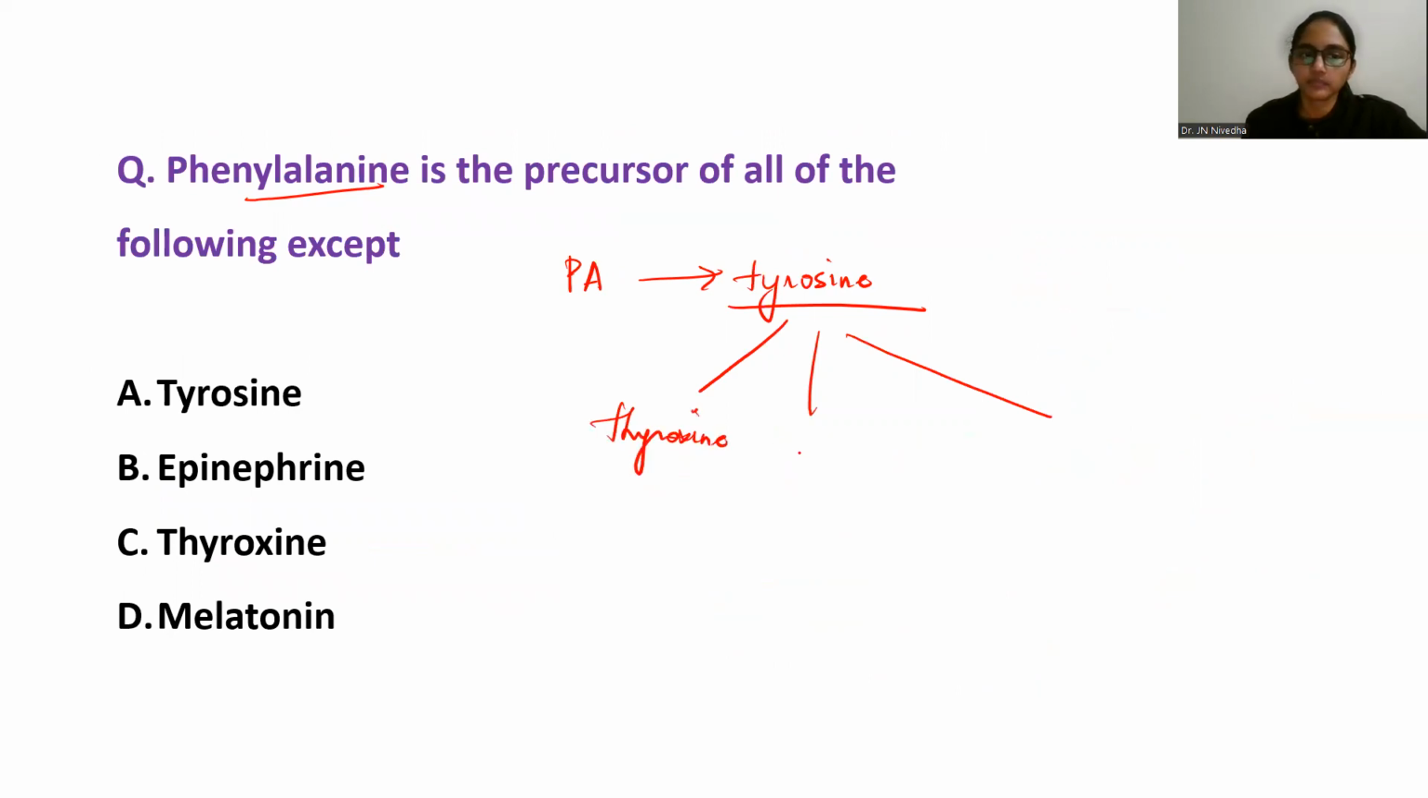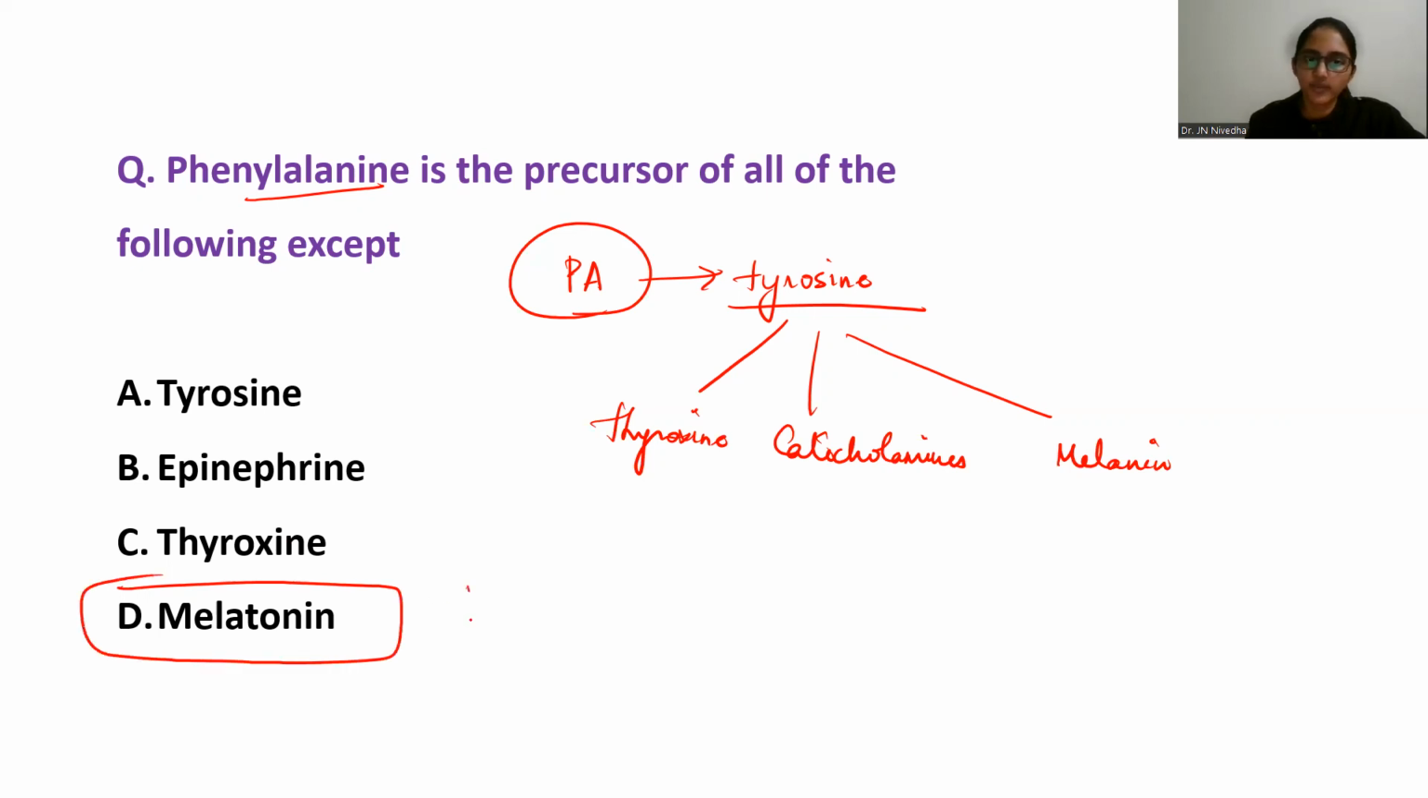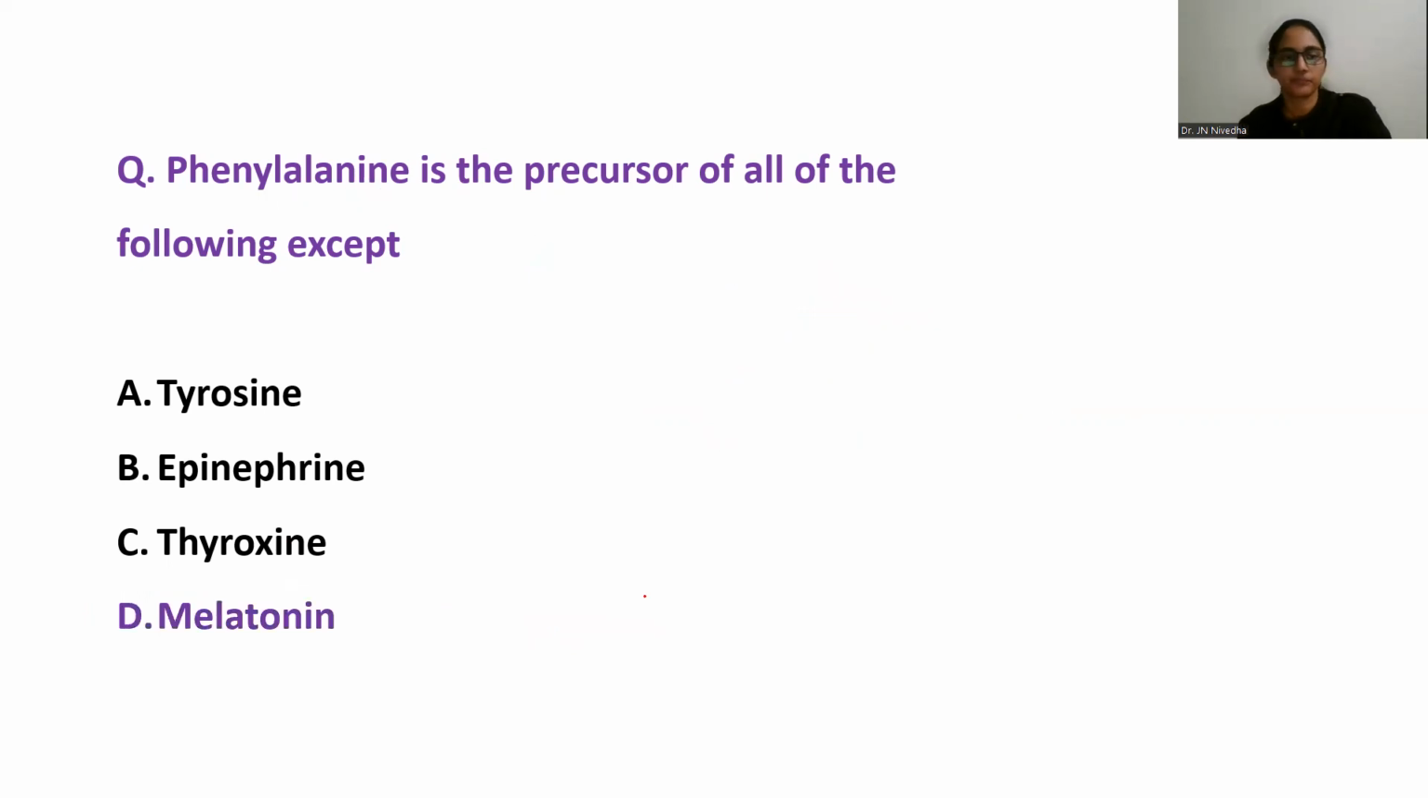And then catecholamines. What are catecholamines? Epinephrine, norepinephrine, and dopamine. And then melanin, the skin pigment. So catecholamines, melanin, and thyroxine are special products from tyrosine, and tyrosine is formed from phenylalanine. So phenylalanine is the precursor of all these four, except what? Melatonin. Melatonin is formed from tryptophan. The answer, the exception, is melatonin.